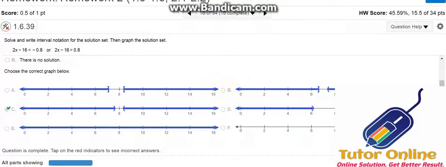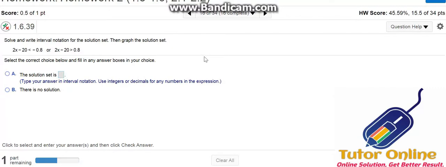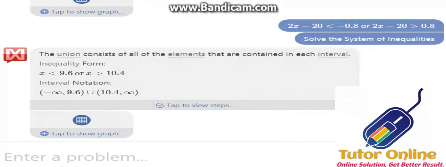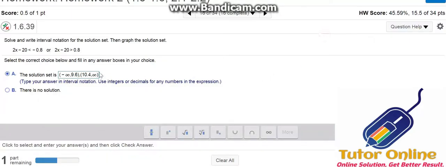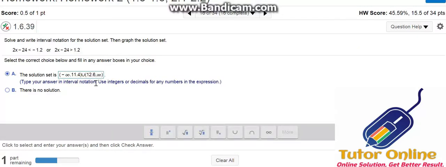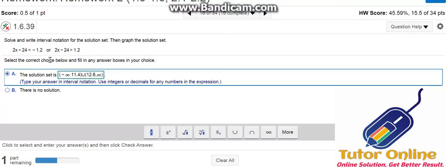Yeah, but we will do a similar question. 2x minus 20 is less than minus 0.8, and 2x minus 20 is greater than 0.8. So it shows that it will be minus infinity to 9.6 and 10.4 up to infinity. Let's check. Okay, there is some problem again. You know where we were missing? We were not putting a union there. There are two expressions, so the solution should be the union of the two. After solving, our solution set becomes minus infinity to 11.4 union 12.6 up to infinity. Yeah, again we had a mistake, putting a comma instead. So let's check.